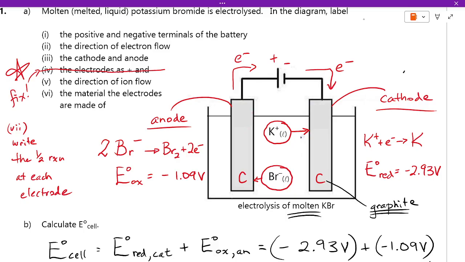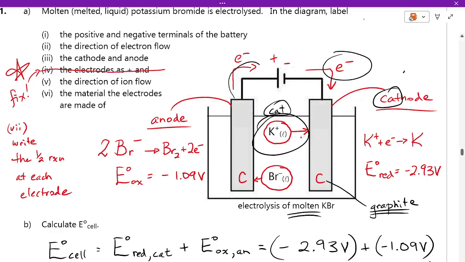Any other questions? Yes. How did I know that K is going to go to the right? Because it is a cation, and cations go to the cathode. That's the easy way of looking at it. The other way to look at it is to say my electrons are going here. Who's going to come take them? The positive ion.